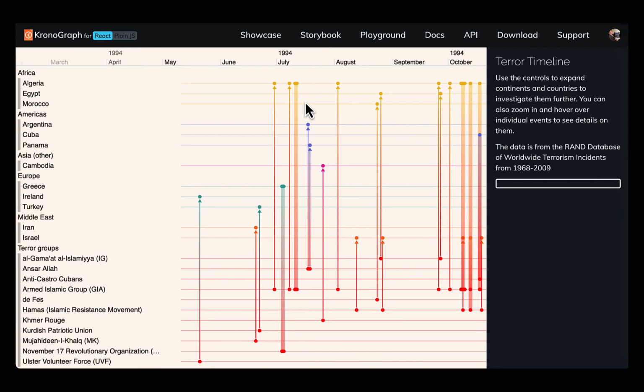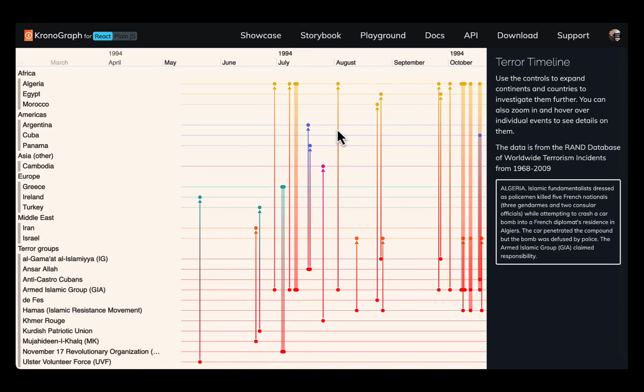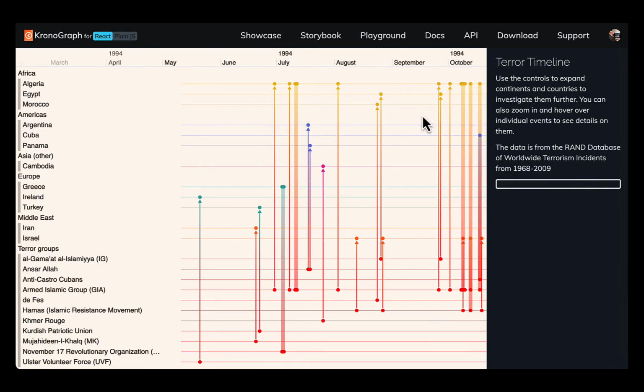Once we get to a view where it does make sense to look at the individual events themselves, you can learn a lot more from the data by zooming in and identifying those. So now we have drilled down to a specific event, where 5 French nationals were killed in Algeria in August of 1994. We've just started from 40 years of global terror activity and been able to drill down to a single event on a certain date in August of 1994.